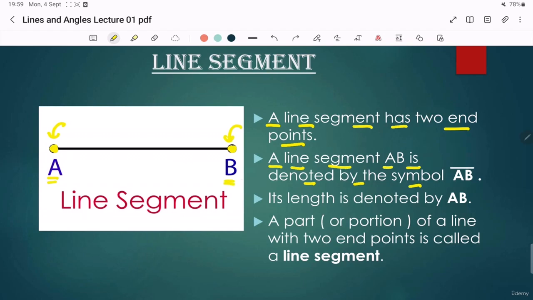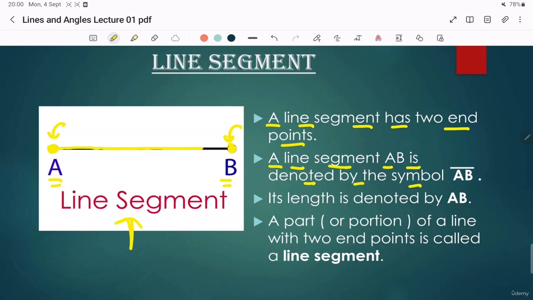We use capital letters of English to name endpoints. You can use any two alphabets, like P and Q, or S and T, D and E. So a line segment has two endpoints. In this figure, A is one endpoint and B is another endpoint.